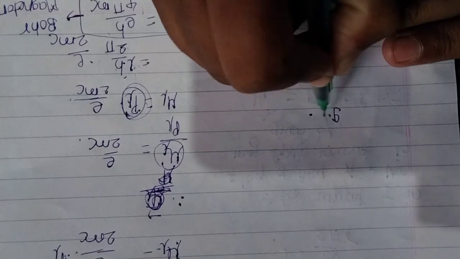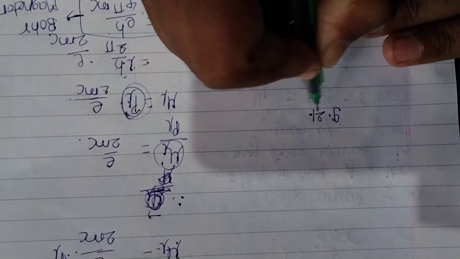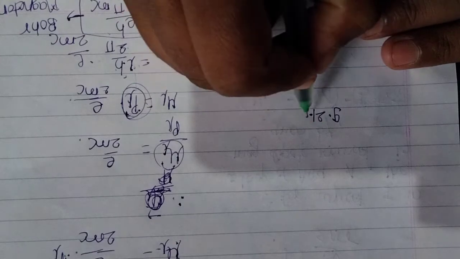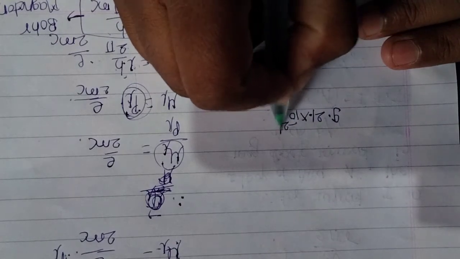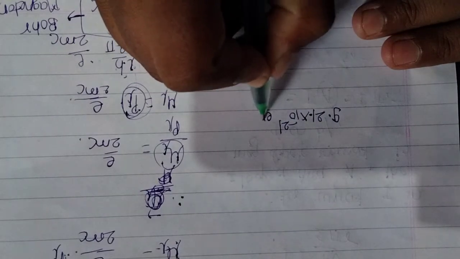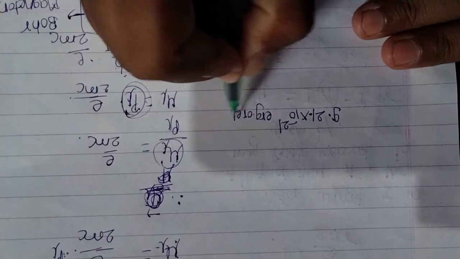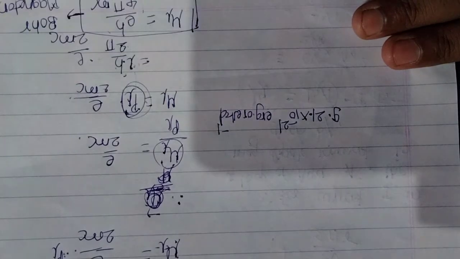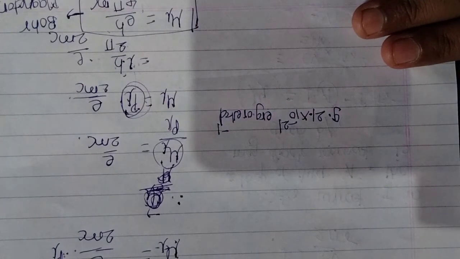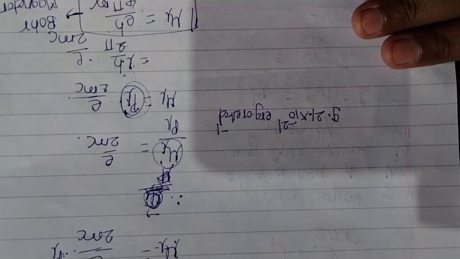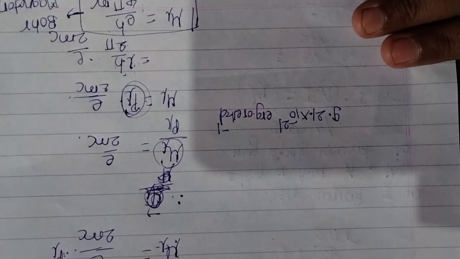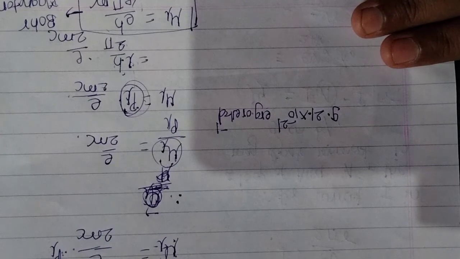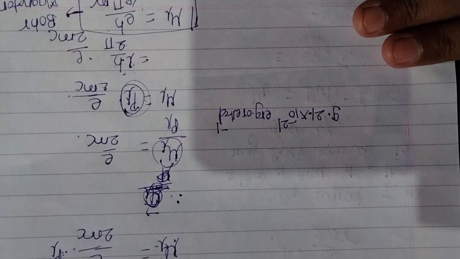The value of this Bohr magneton is 9.21 into 10 raised to minus 21 erg into Oersted inverse. Okay. So the motion of the magnetic dipole moment of a particle, atom or molecule about the axis of applied magnetic field is known as Larmor precession.